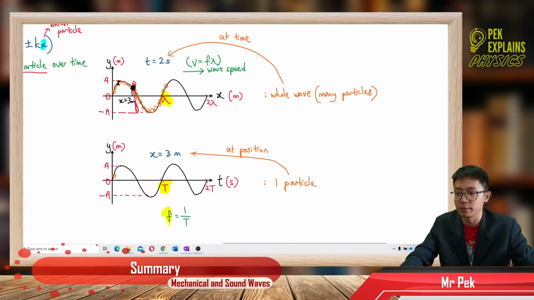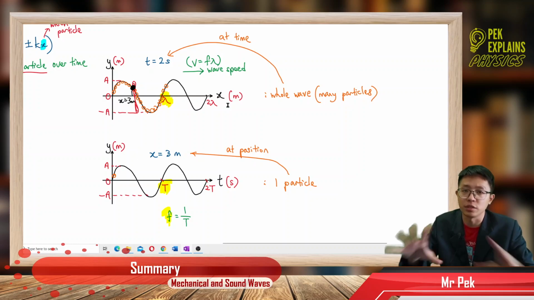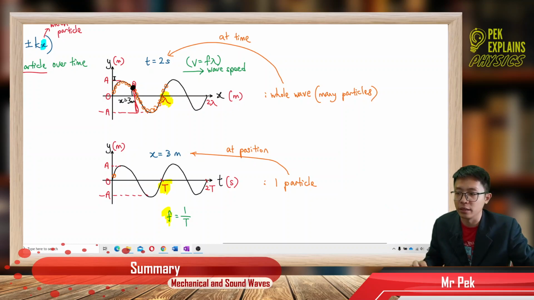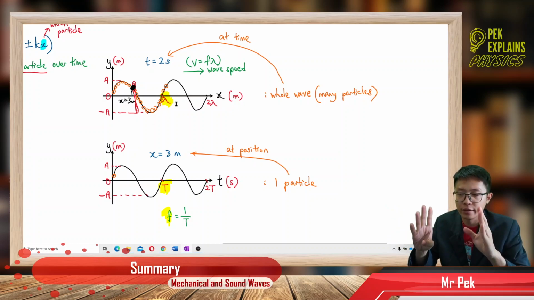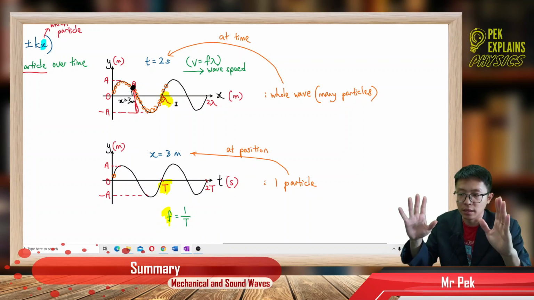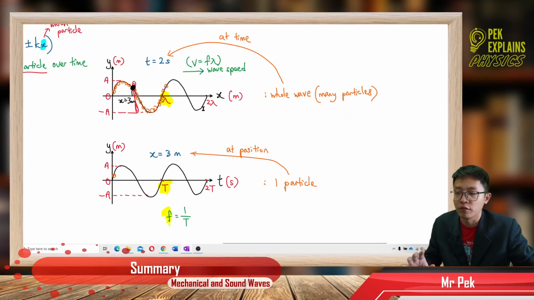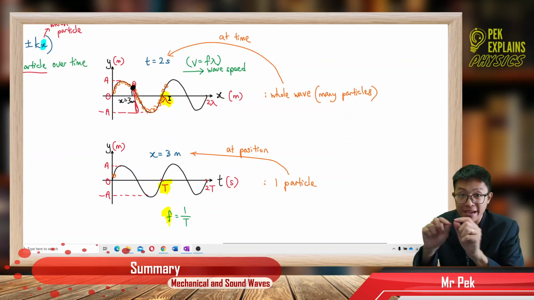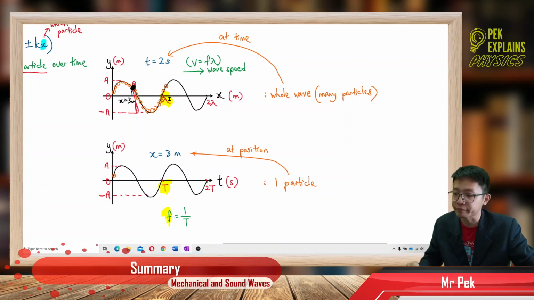We have the displacement distance graph. We have the displacement time graph. The displacement distance graph shows the whole wave. You can get the wavelength of the whole wave. You can see the whole wave frozen at a certain time. That's why you can measure the wavelength of the wave.